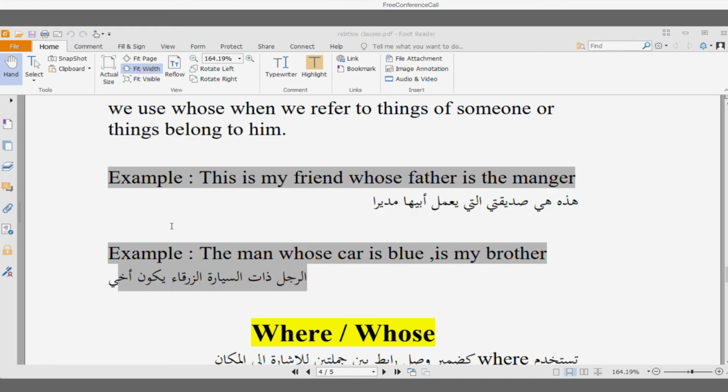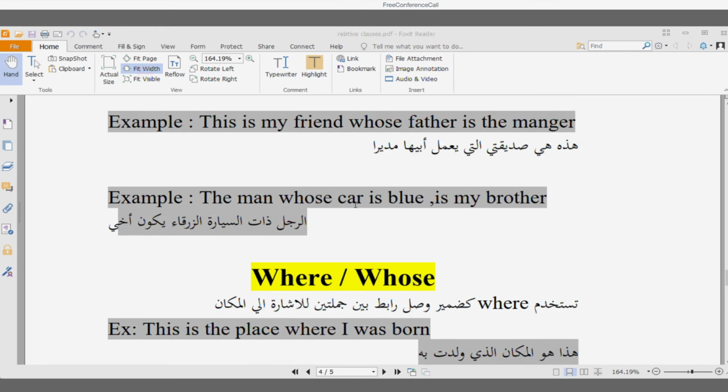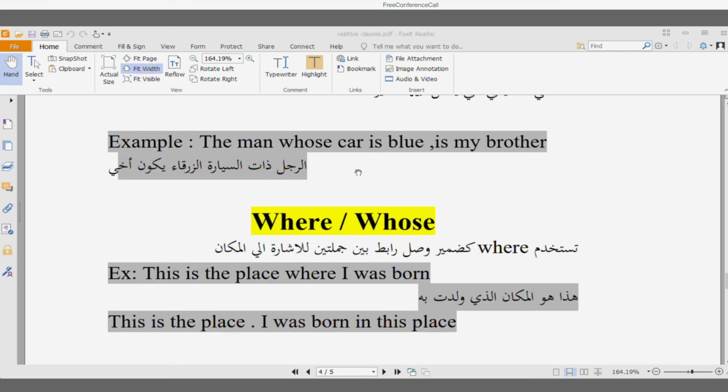Another example, the man whose car is blue is my brother. So the man whose car is blue, we returned the car to the man, the owner of the blue car is my brother. So the car's ownership returned to the man.